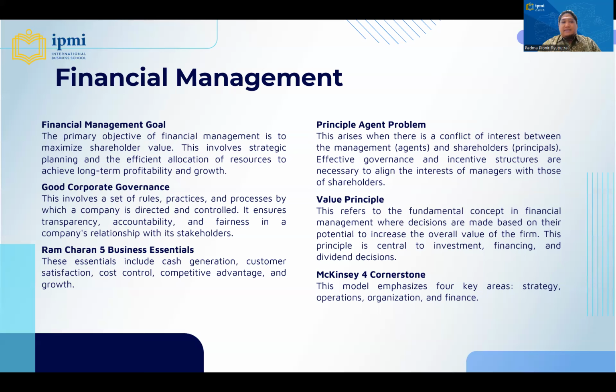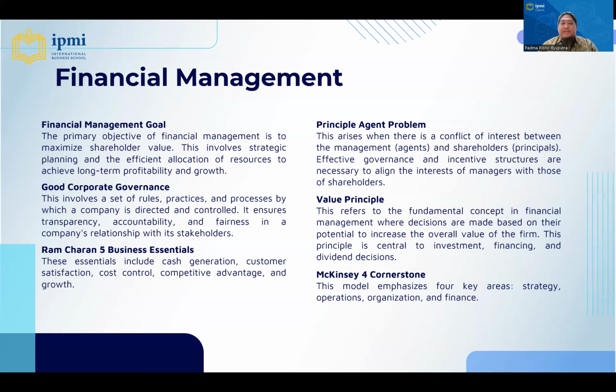Under financial management, we also talk about the principal-agent problem, which occurs where there is a conflict of interest between the management or agents and the shareholders as the principal or the owner of the company. So effective governance and incentive structures are necessary to align the interests of managers with those of shareholders. If it's not aligned, there is a potential of fraud happening, which can be done by the management. That's why the incentives need to be aligned and balanced.